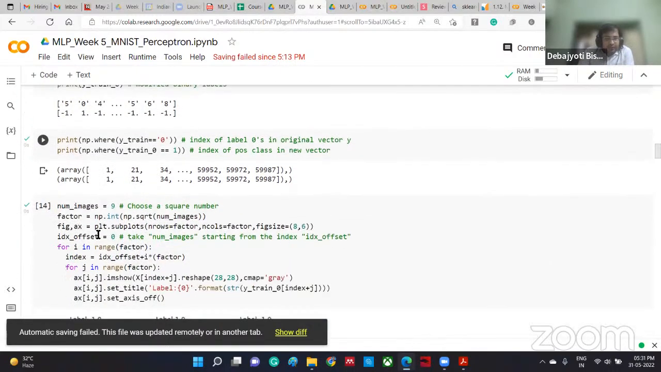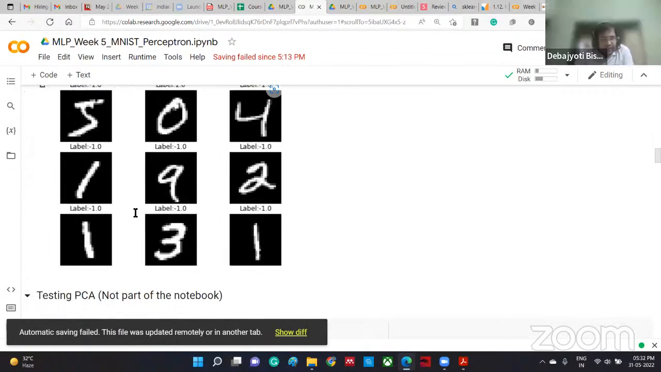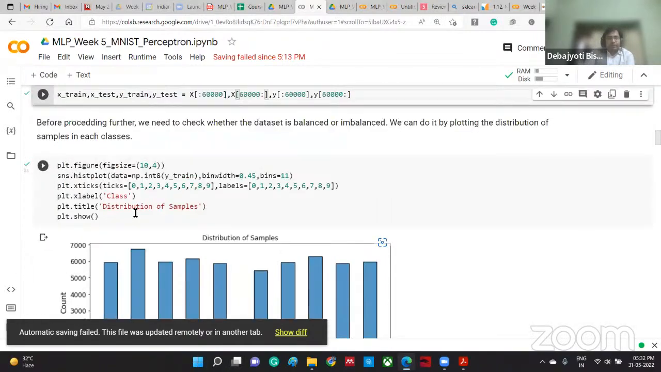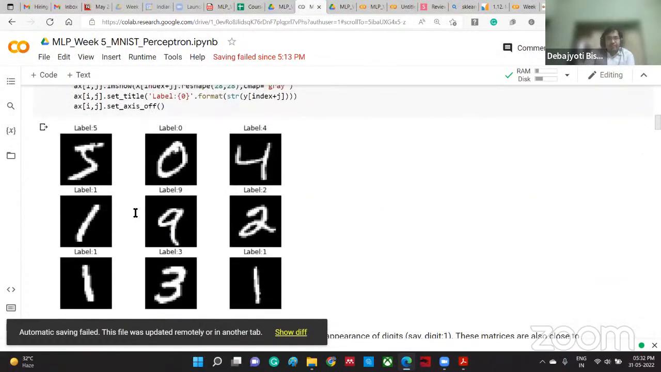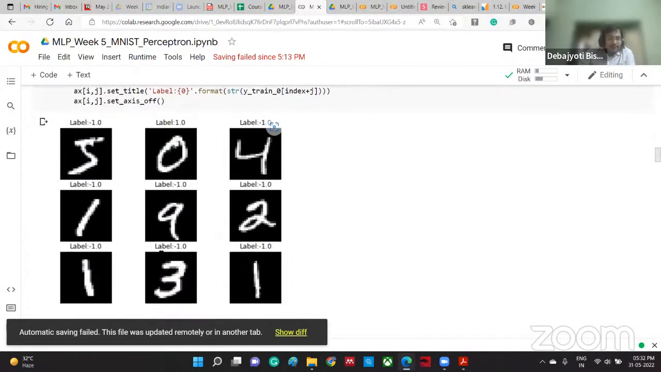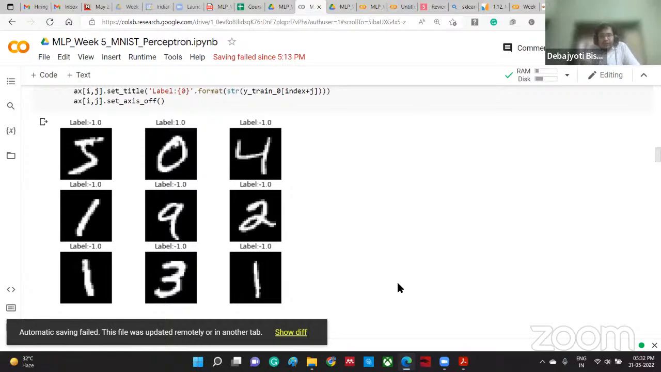After that, we are classifying according to the same. Previously we showed this data set, these 9 labels: 2, 4, 0, 5, 1, and so on. But here, after the binary classification, the labels will be changed, because we have classified them as -1 and +1. So whatever are the non-zero numbers, those are -1, and whatever is 0, that is +1.